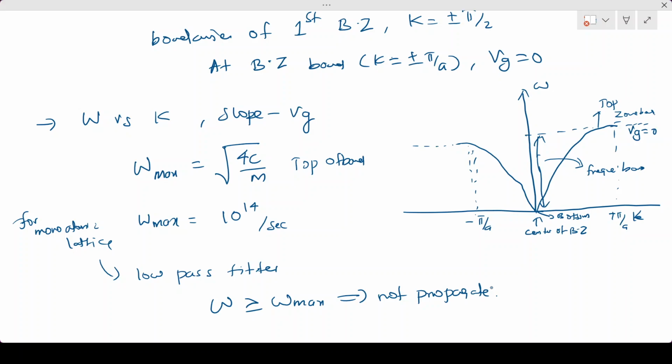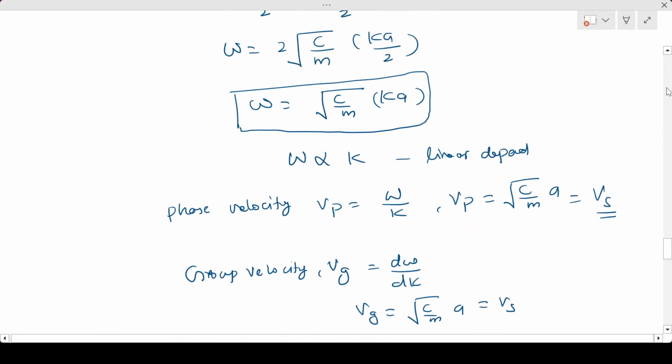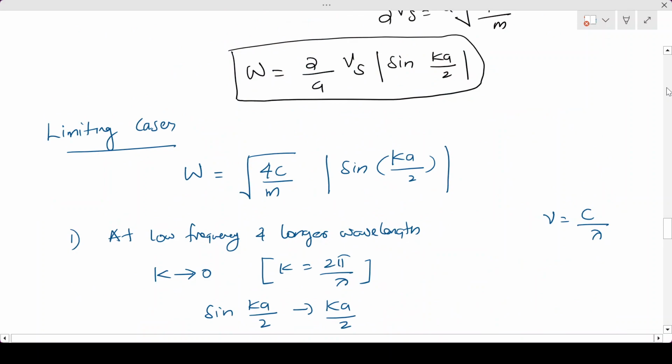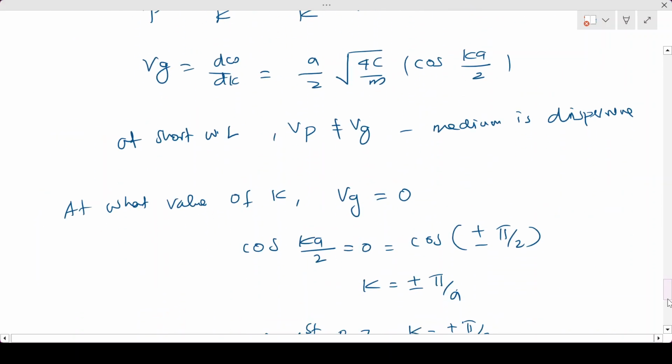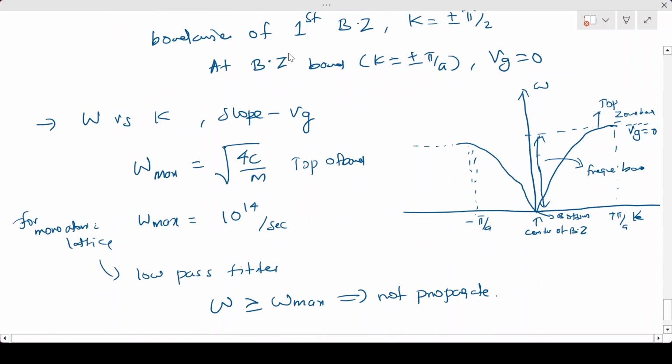So that's all about the discussion of the vibration of a one dimensional monoatomic lattice. The main takeaway was the relation for the frequency of vibration of a monoatomic lattice, omega equal to root 4c by m times sine of ka by 2. Then we considered two limiting cases, one for a longer wavelength and one for a shorter wavelength. For a shorter wavelength, Vg will be 0 at k equal to plus or minus pi by a, which is called the first Brillouin zone boundary.